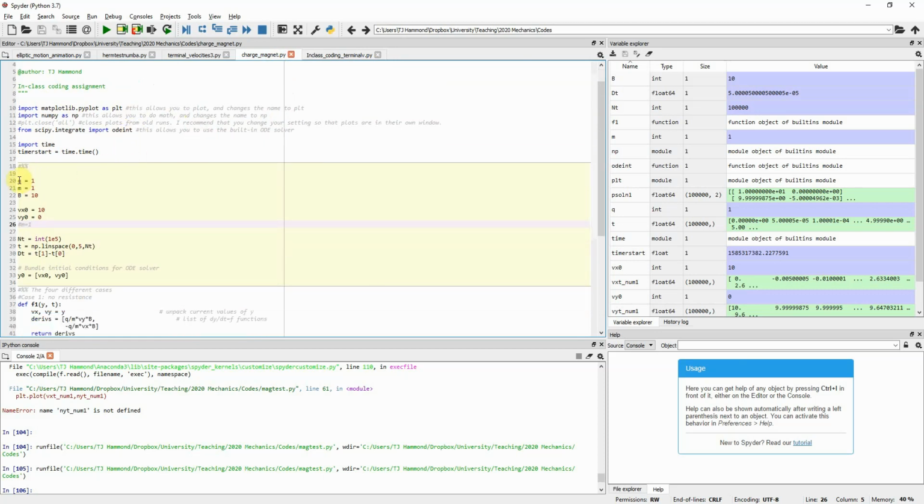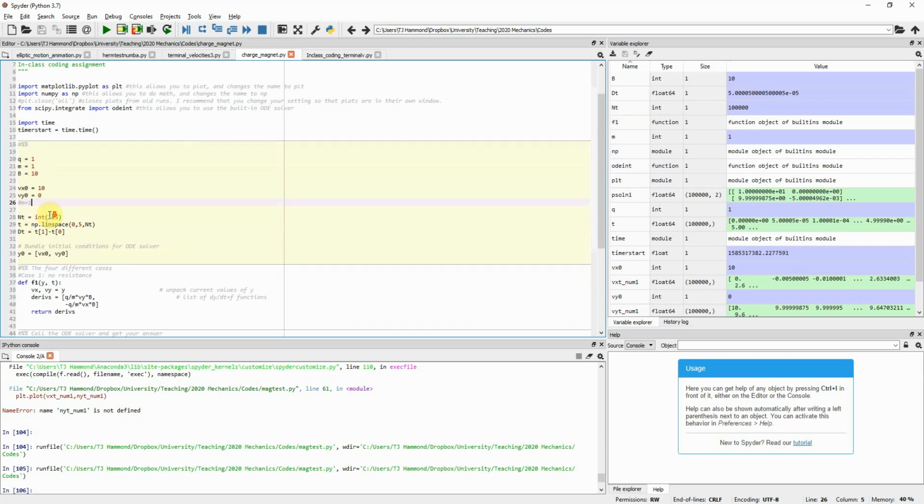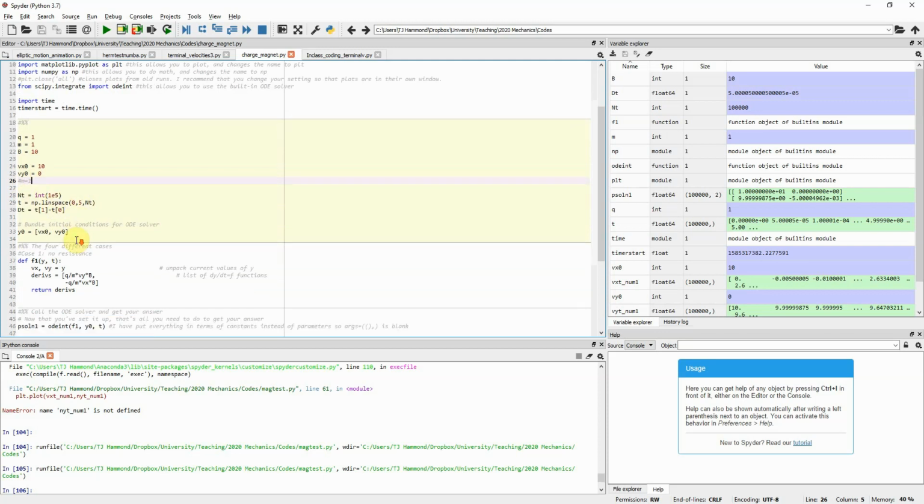So we'll just use the atomic units. So we just have Q is equal to 1, we have our mass is equal to 1, and we have our magnetic field equal to 10. And then I say that our initial velocity in the x direction is 10, and initial velocity in the y direction is 0. And then we integrate from 0 to 5, as I say, and I have 100,000 steps. You can probably have far fewer steps, and this will still work.